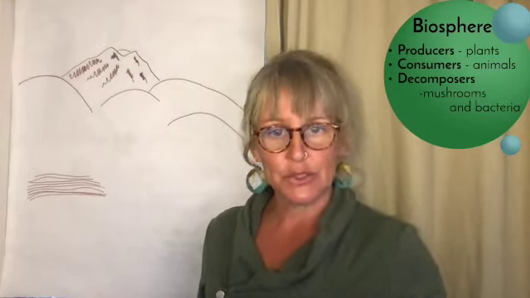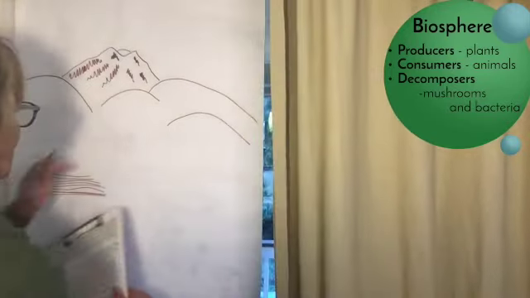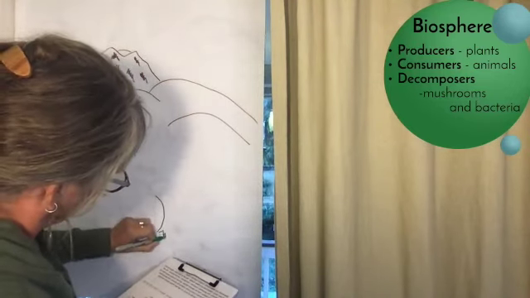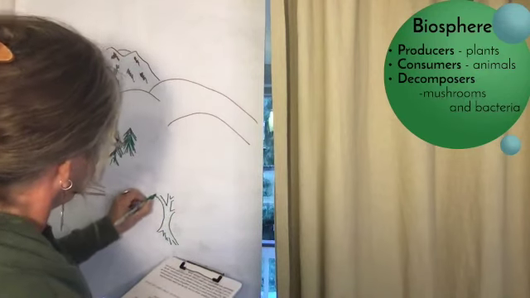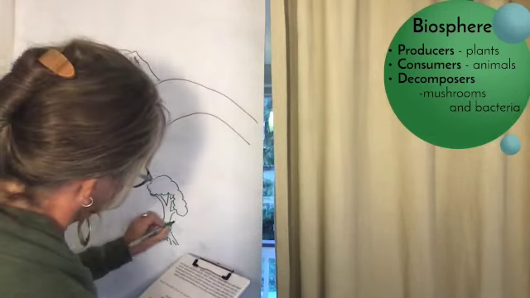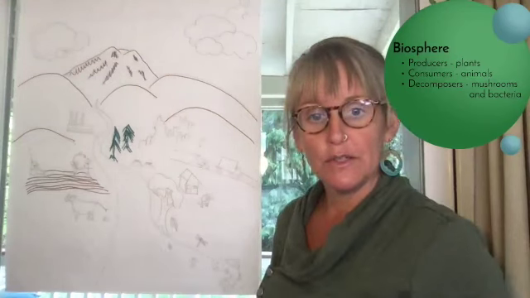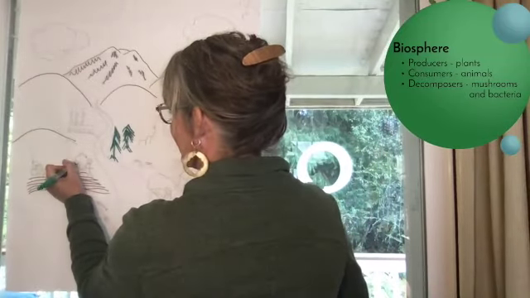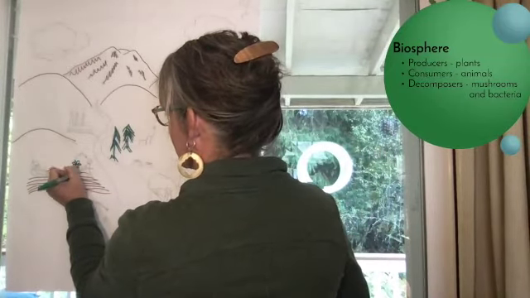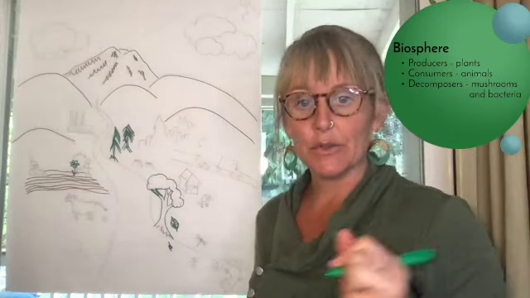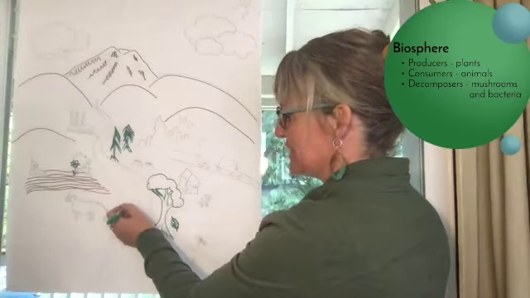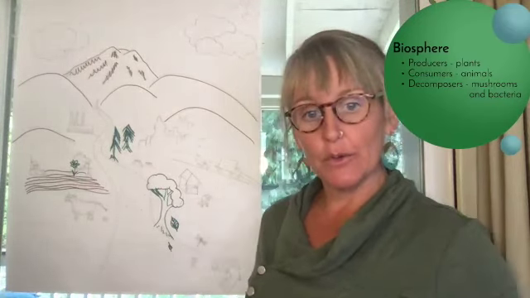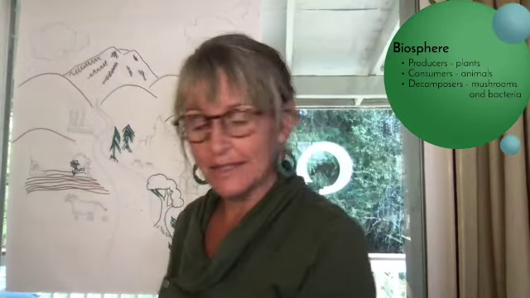We call plants producers because they produce their own food. Some examples of plants include trees. Producers also include flowers and the food that we grow to eat, like carrots, lettuce, kale. Producers also include the algae that are in the water. Some of that algae is microscopic or too small to be seen. Producers make their own food through energy from the sun.